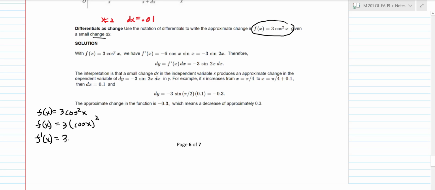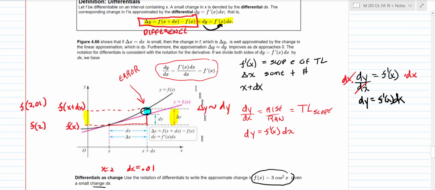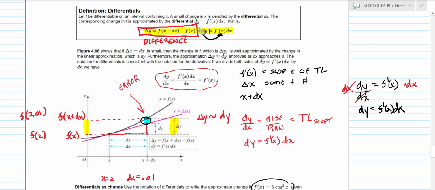Okay, so what we do is 3 times 2 times cosine of x to the first power, and then we're doing a chain rule, so you also have to multiply by the derivative of the part that's inside. So it looks like what you're going to get is 6 cosine x. We know the derivative of the cosine is negative sine x. So what we get is f prime of x is equal to negative 6, and I'll write this as sine x cosine x times dx. Okay, so if you're doing the differential in that notation, then you're multiplying by dx.